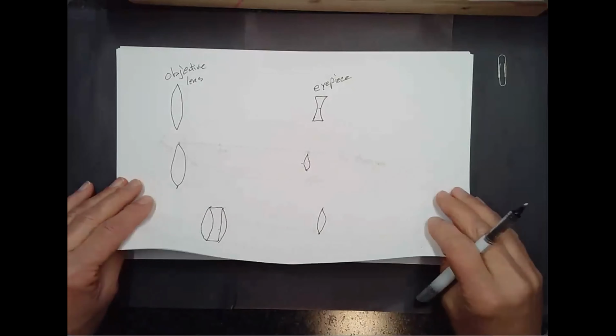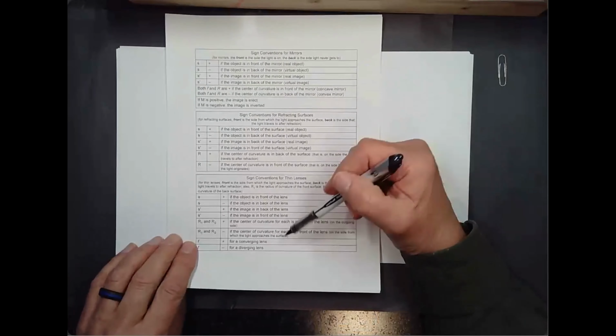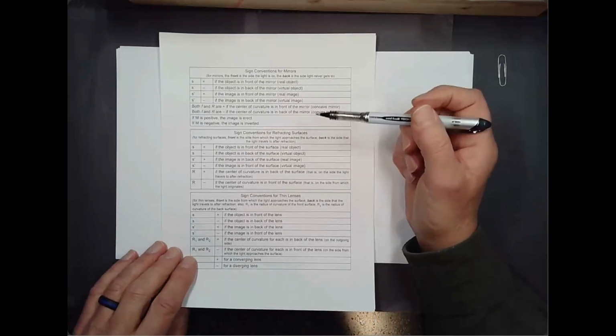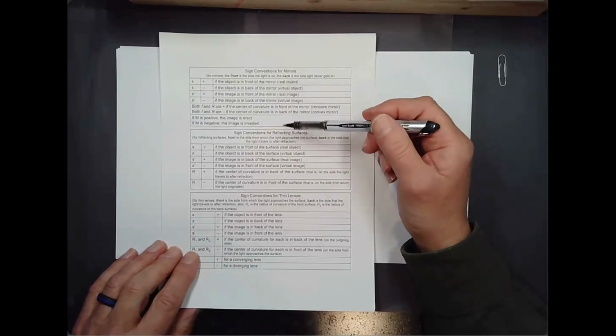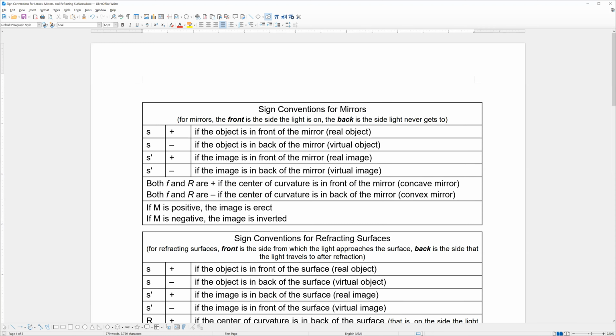Okay, I want to have a little bit of an introduction to image formation here. And as I do that, I'm going to introduce you to some terms. This is some sign conventions. As we work through this, we're going to have to be thinking about weird stuff like, is the focal length positive or negative? Is the image distance positive or negative? And lots of things on here. In fact, I'm going to switch views here for a second and show you a more blown up version of this so you can actually read this stuff. And then I need to remember to switch back.